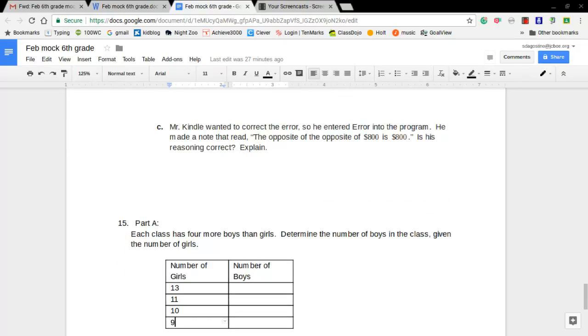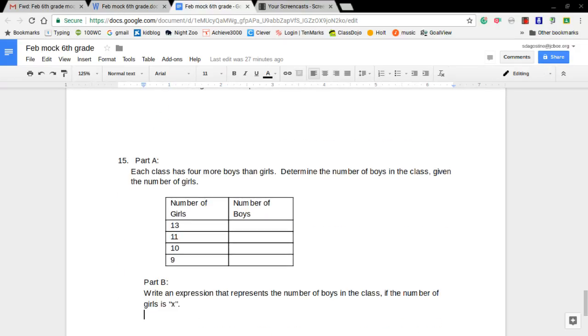Number 15, Part A. Each class has 4 more boys than girls. Determine the number of boys in the class given the number of girls. Number of girls, number of boys. 13, 11, 10, 9. Please fill in the correct number of boys given that each class has 4 more boys than girls.